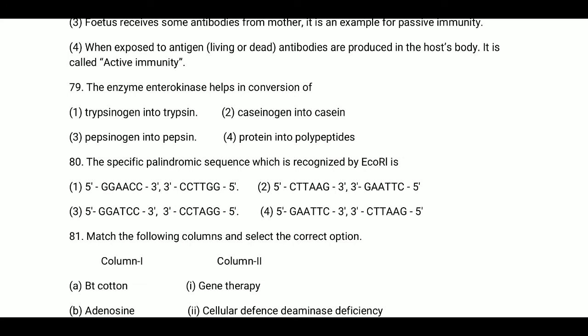80th question, 5 prime GAATTC. It should be like a mirror image. So the fourth option is the correct mirror image, right? So GAATTC and GAATTC in reverse manner. So it is a palindromic sequence. The fourth option is the palindromic sequence.